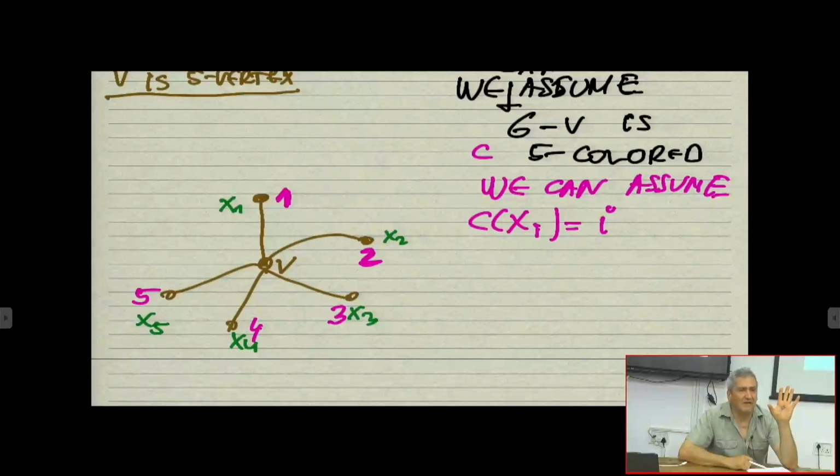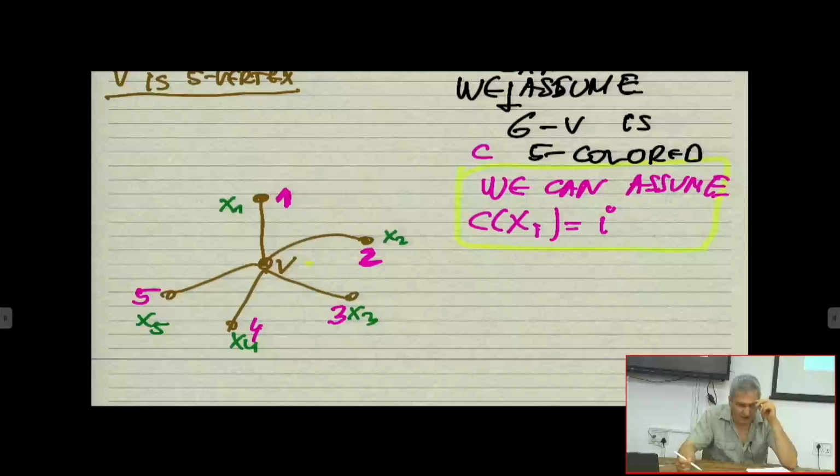We need 5 colors. So we can assume this. If this is not the case, we could have a free color to put here. Do we understand this? All 5 colors must appear around V, because if some color is missing, I can put that color in V and it's done. So we can assume this is it.